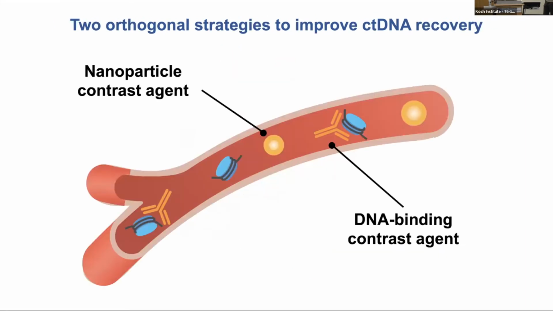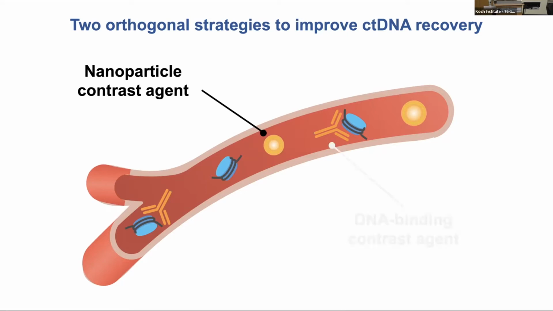And today, what we will be presenting are two completely orthogonal approaches to achieve this strategy. The first one will be a nanoparticle contrast agent that acts on the cells responsible for cell-free DNA clearance to achieve just this. And the second one will be a DNA binding contrast agent that protects the DNA itself from clearance to increase its recovery from circulation.